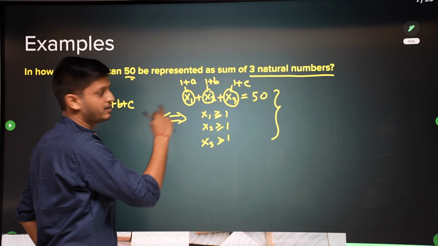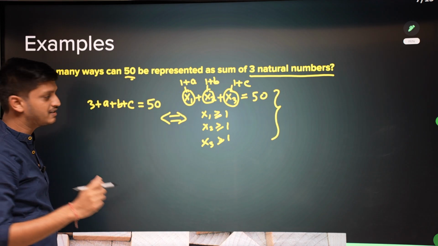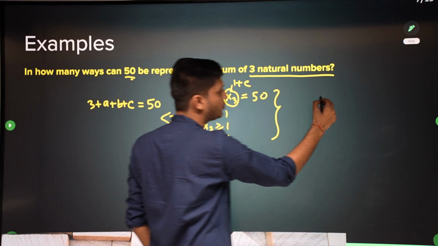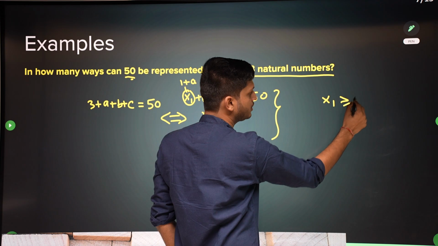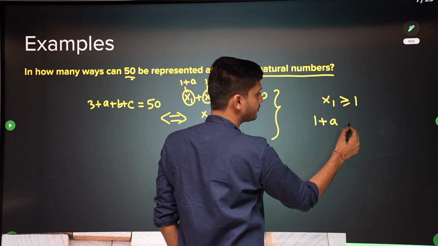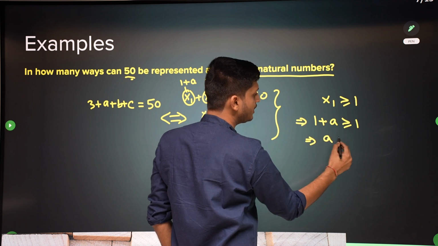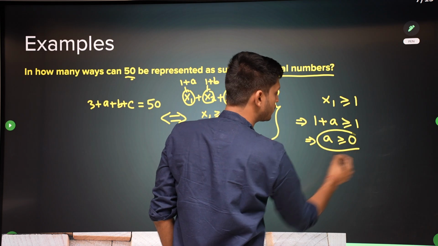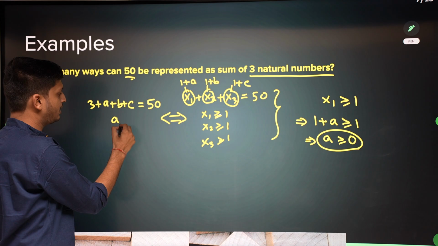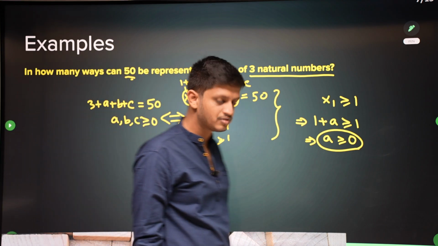1, 1, 1 is 3, a plus b plus c is equal to 50. And now consider this. So now this is magical, right? Now since x1 is greater than or equal to 1, and I am writing x1 as 1 plus a, so it becomes 1 plus a greater than or equal to 1. So it means a has to be greater than or equal to 0. This is what I wanted. So this equation is equivalent to this equation. A, b and c have to be greater than or equal to 0. Right?